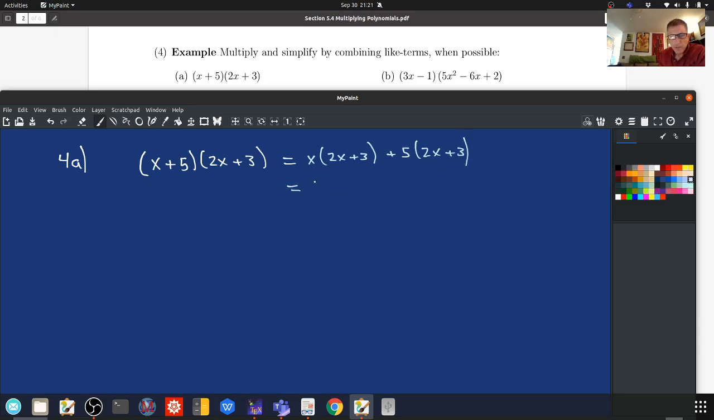So this is equal to 2x squared, because literally I'm just doing the distribution here. X times 3 is 3x, plus 5 times 2x is plus 10x, and plus 5 times 3 is 15. I still have to collect like terms, and those are just my two middle terms, and I get my answer.